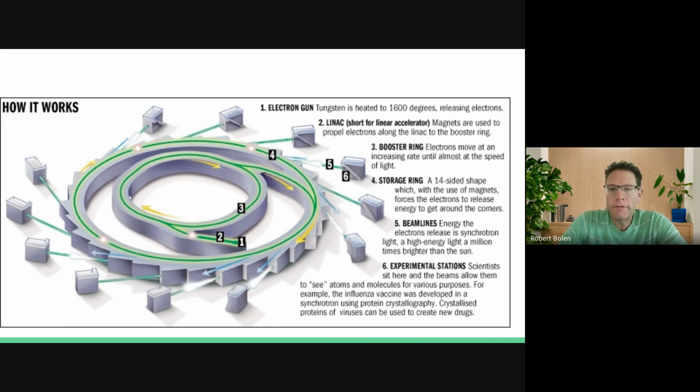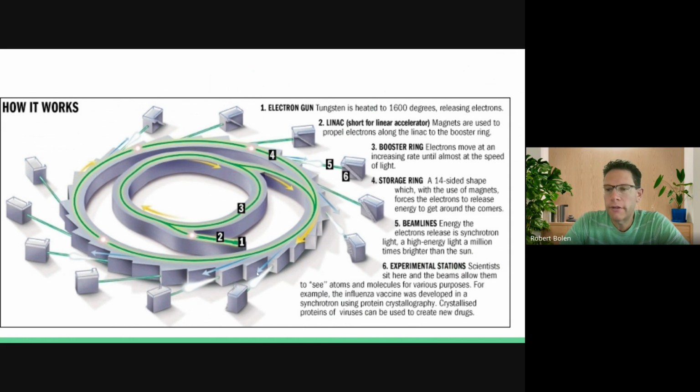And once they're brought up to that speed, they're injected into the main storage ring, which is indicated by number 4. And in that main storage ring, the electrons just circle through. And as they go through that ring, there are large magnets that slow them down just a little bit. And as those electrons slow down, X-rays get emitted.